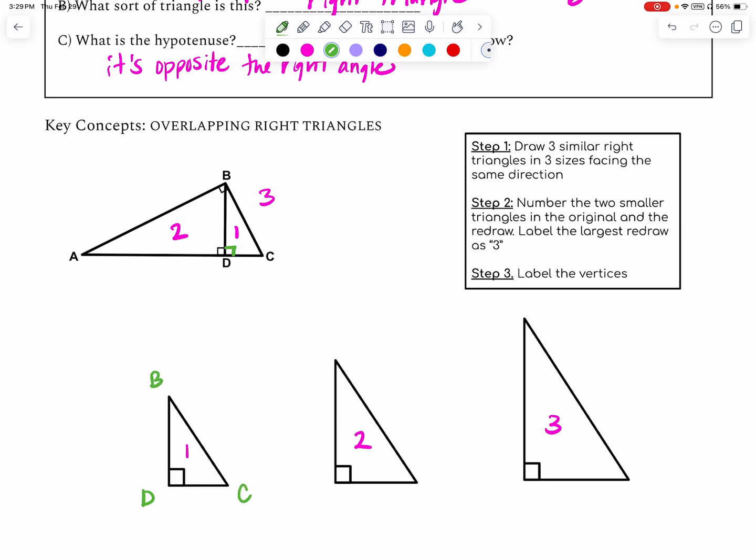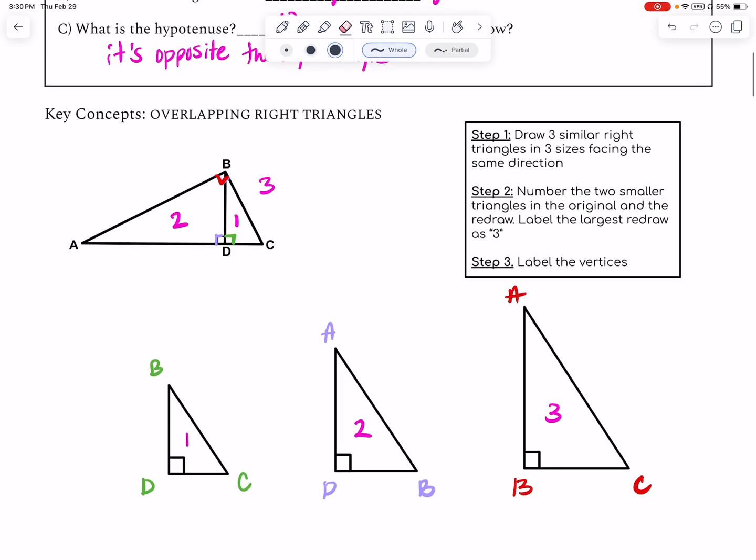The second smallest triangle, triangle 2, the right angle is here. So it's D again. A and B. And 3, the right angle is at B. A is the larger length and BC is the shorter length. Once you have this down, flip the page and move on.